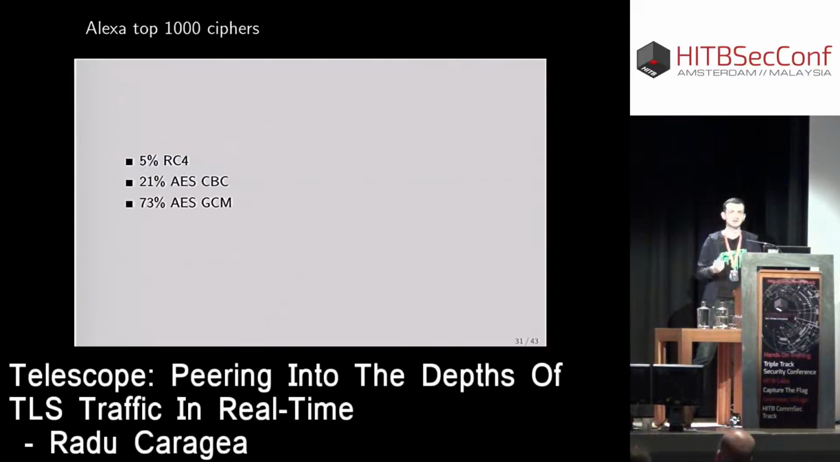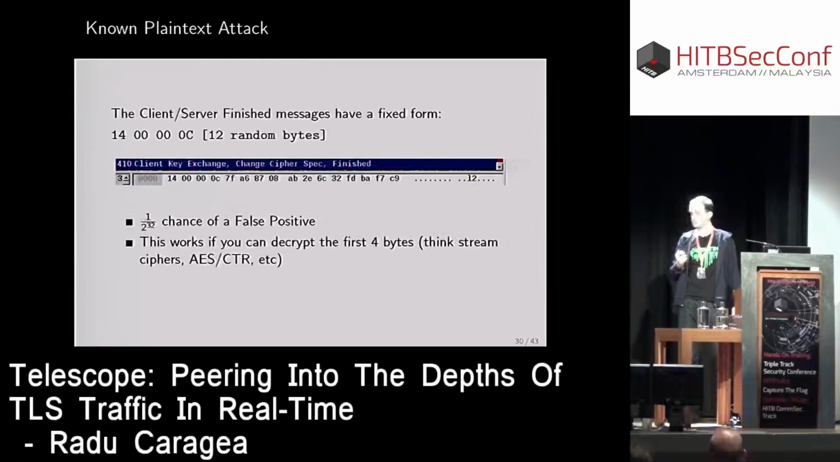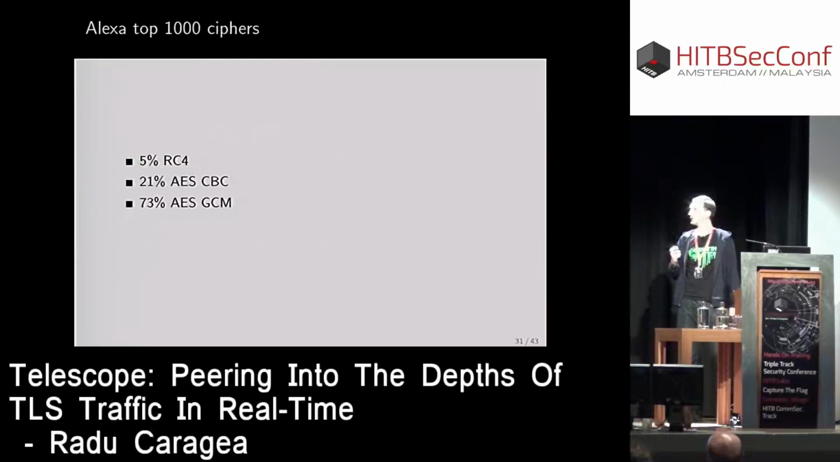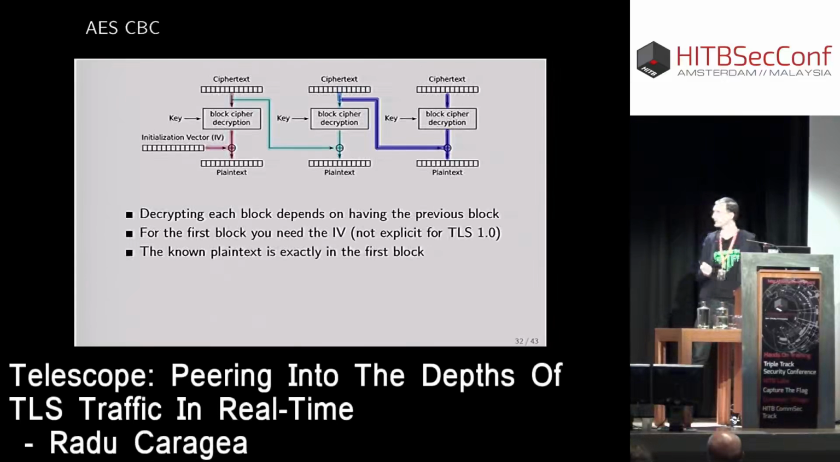So let's see what exactly, what are the cipher suites that get selected, right? We said the server selects the ciphers. Unfortunately, only 5% is prone to our technique, only stream ciphers. So 20% CBC and the rest GCM. All right, let's tackle the next one, CBC.